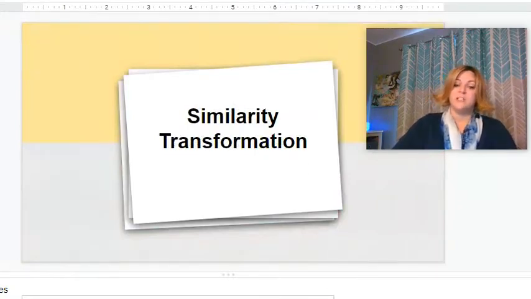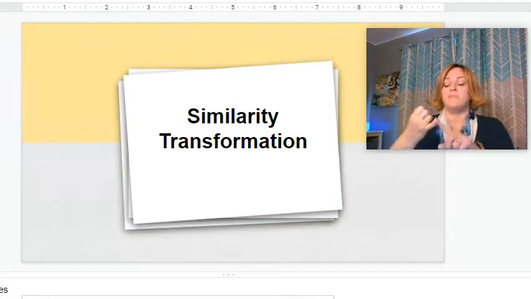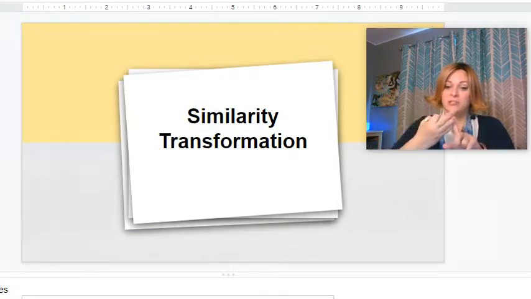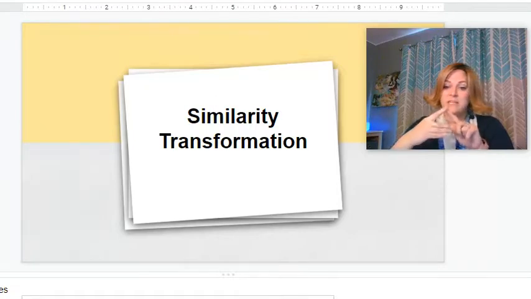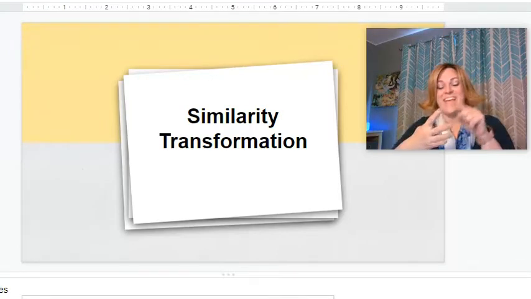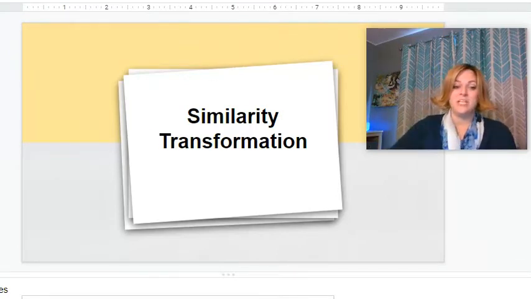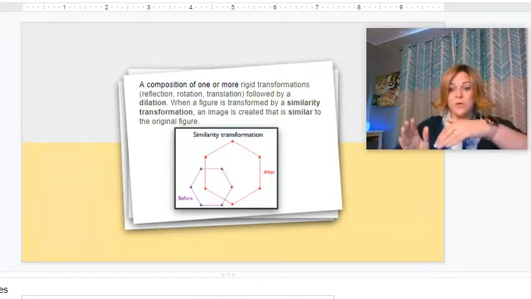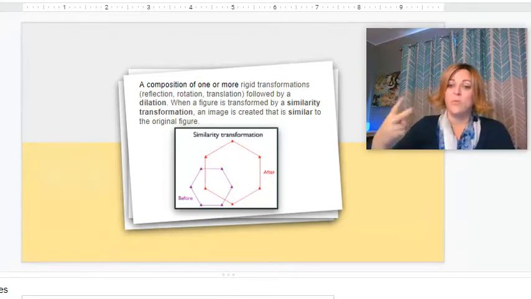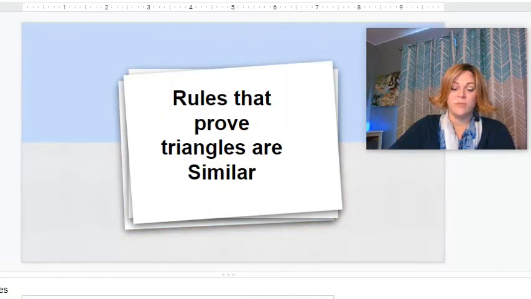Similarity transformations. So transformations we've learned before, there's reflection, rotation, and translation. But now we have that similarity piece. So what that means is you're throwing in a dilation in there. So you can have reflection, rotation, translation with a dilation. So any combination. So here's an example. This hexagon increased in size, and if you can tell, it rotated. So it's a dilation with a rotation. So any combination of those with the dilation.